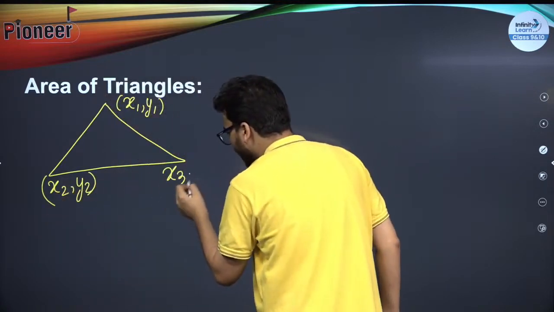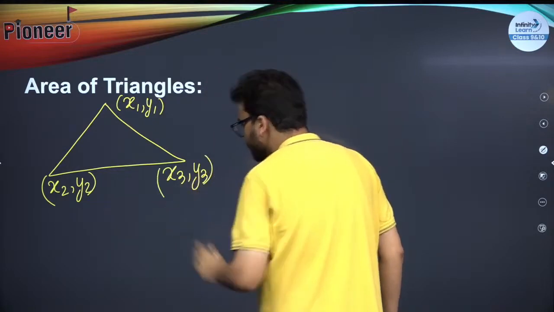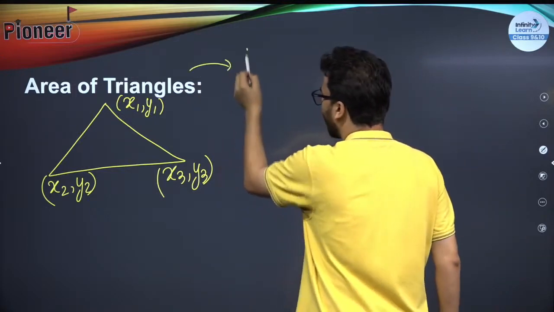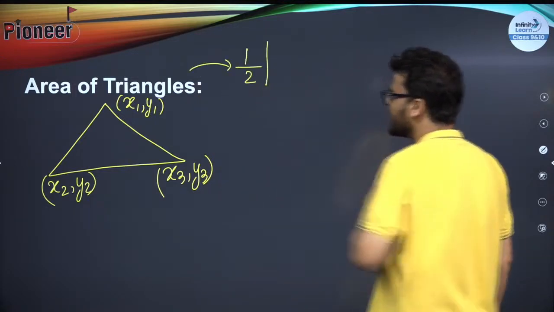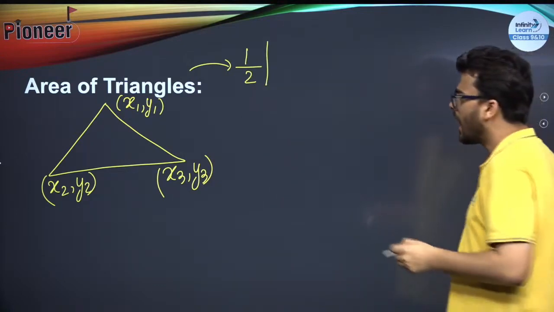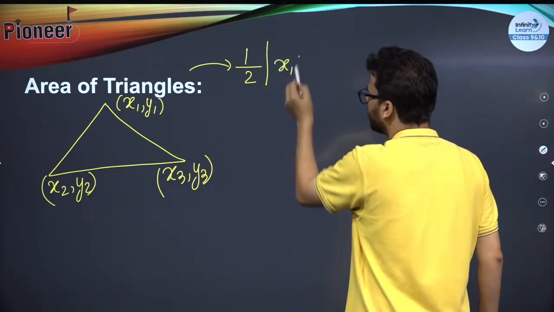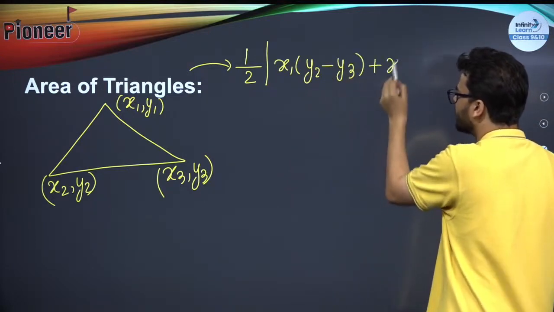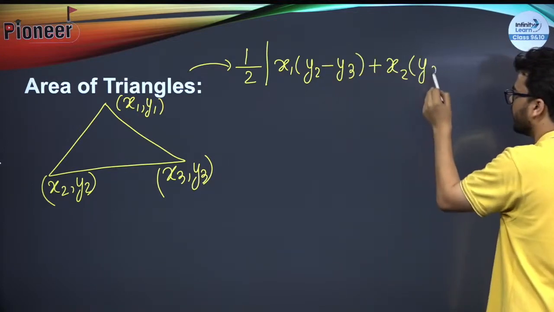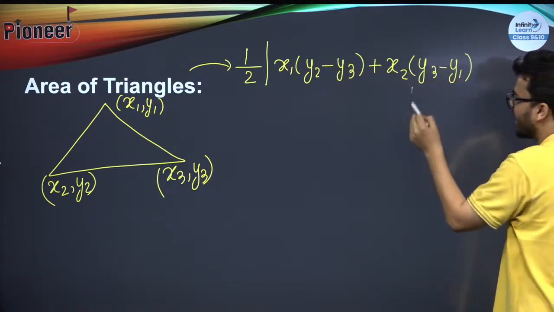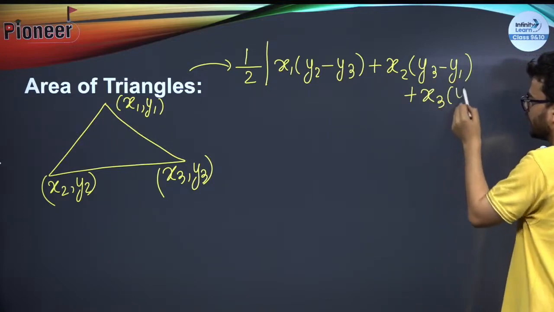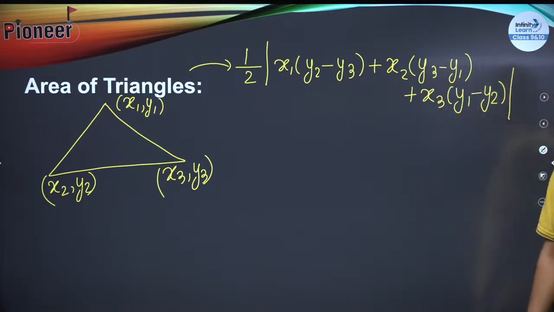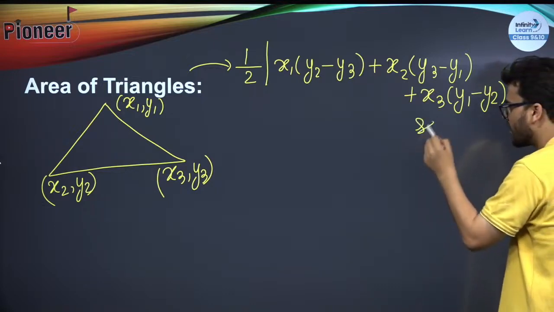You can remember a formula which can be used to find the area of this triangle. So the area of this triangle will be what, guys? That is half into modulus of, we are using modulus because area can never be negative, half into x1 into y2 minus y3, plus x2 into y3 minus y1, plus x3 into y1 minus y2. This is the formula to find the area of triangles in coordinate geometry. Needless to say, it is area, so you have to write square units over here.